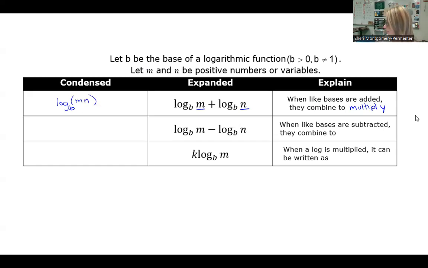So if you have two logs and they have the same base, you can put them together. And if they're adding, you're going to multiply the stuff. So what do you think that we're going to do if we're subtracting? Divide. If you have two like bases, we can put them together and we can divide the stuff. So whatever is written first has to be on top.